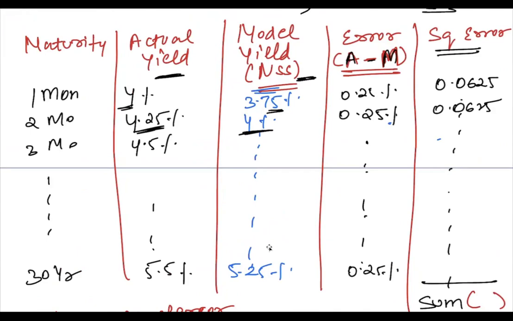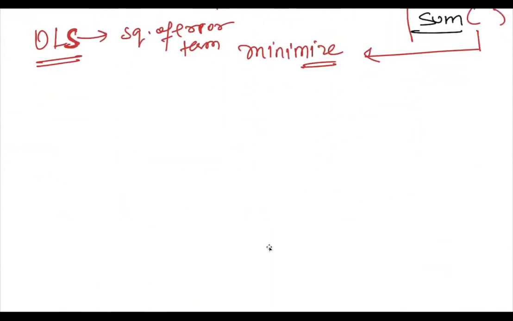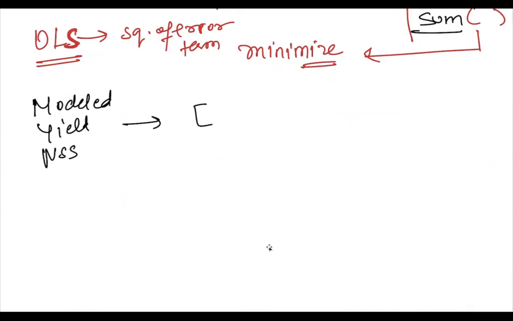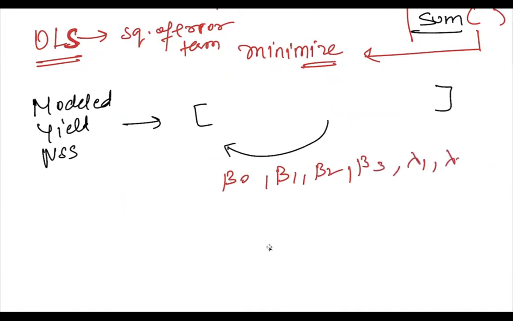What can we change? Can we change the actual data, or can we change the model data? Of course, we cannot change the actual yield, because that is what we observe in the market. So we have to change the model yield. How will you change the model yield? By changing the parameters. What was our model yield using our Nelson-Siegel-Svensson method? We had this mathematical formula, and using it we were calculating the model yield. So what do we need to change? We basically need to change these parameters.